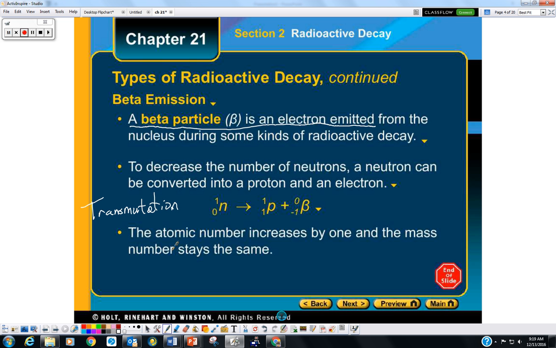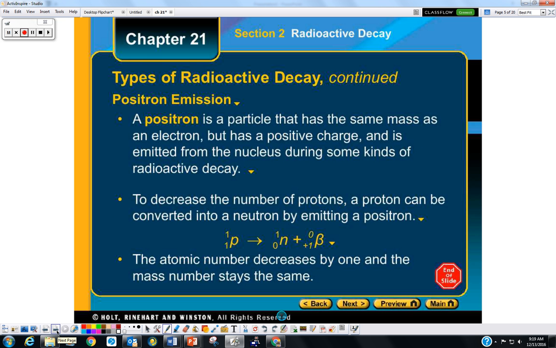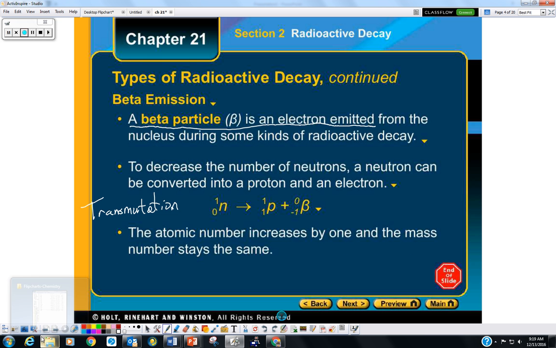All right. So in beta emission, the atomic number is increased by 1, and the mass number stays the same. Sorry, did anybody need more time on this slide?